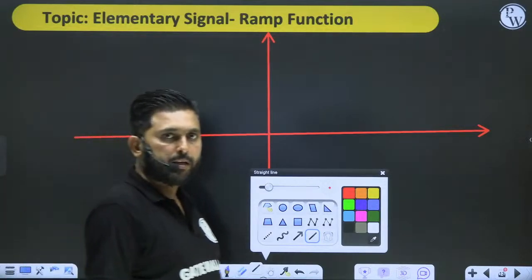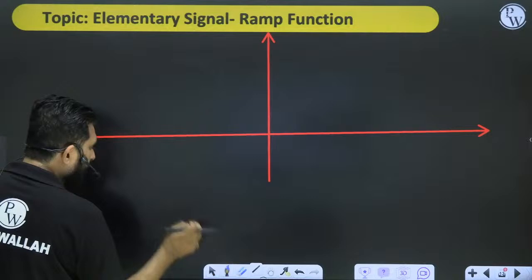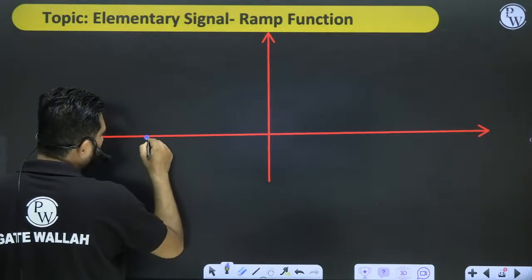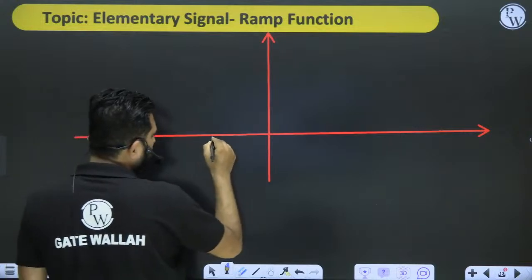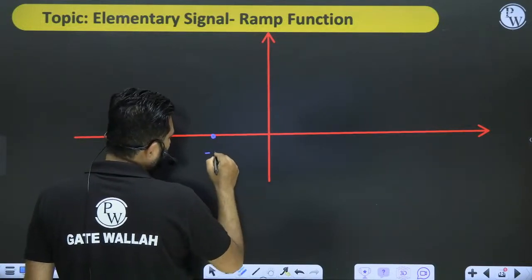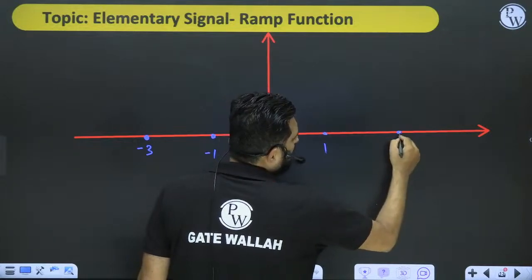Very good evening. What I'm saying is that, see here, suppose I have some points I'm marking randomly. Let's say call it -3, call it -1, call it 1, and call it 3.